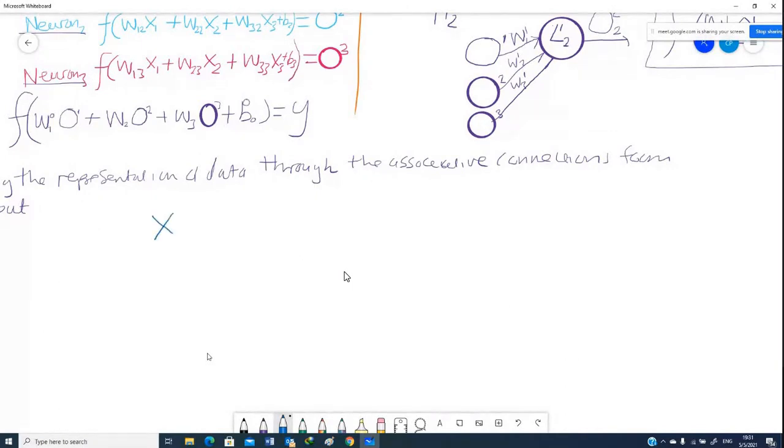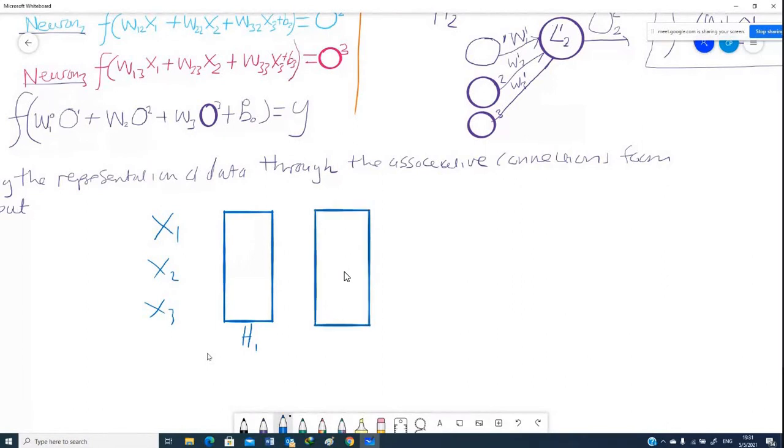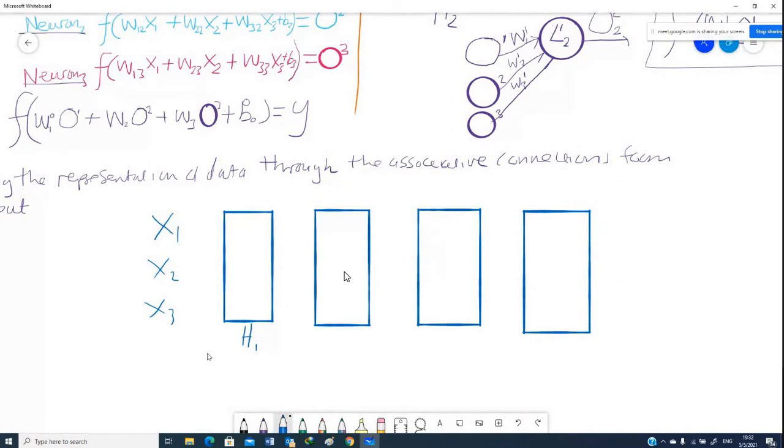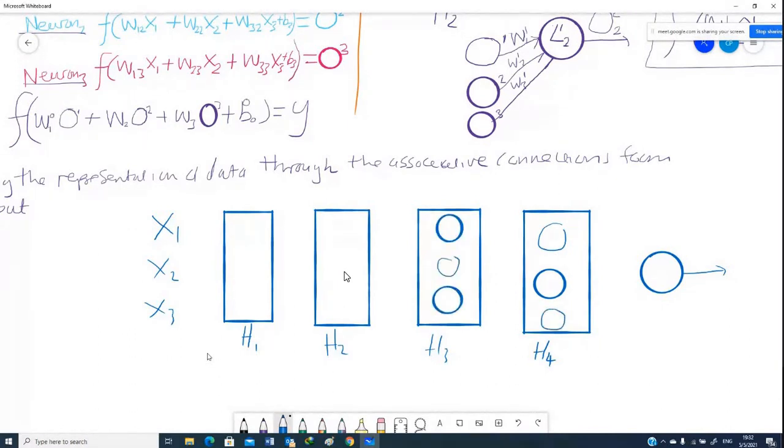where we've got X1, X2, X3. So hidden layer one. All right, so let's go to hidden layer number two, hidden layer number three, hidden layer number four, layer seven and output. Let's just keep it to three neurons at each layer.